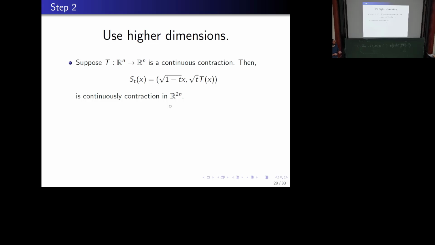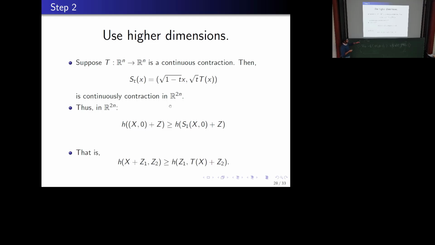So now I use properties of entropy, that I know my result for a continuous contraction. So I know that entropy of x comma 0 plus z is bigger than S1 of x comma 0 plus z, because S is a continuous contraction. I write it out. So this is what it looks like. Now note that everything over here is independent, right? So this is independent of this, and Z1 and Z2.